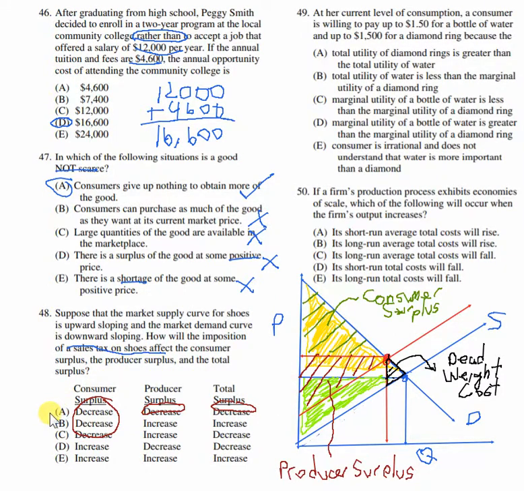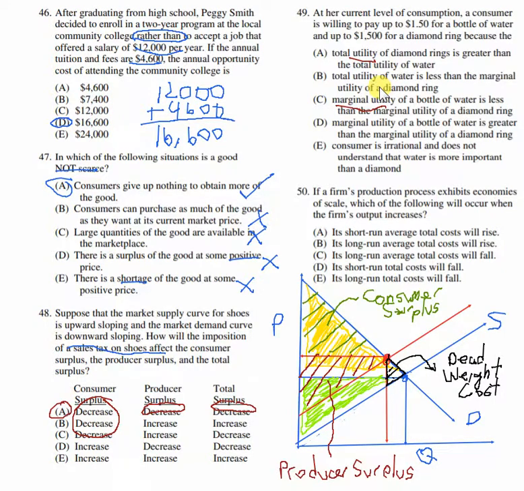Okay, let's go to number 49. At the current level of consumption, a consumer is willing to pay up to $1.50 for a bottle of water and up to $1,500 for a diamond ring because... I see total utility, I see marginal utility, and it's important just before we start to understand that when we see something that says utility, normally you're thinking of usefulness. But in economics, the word utility means your total satisfaction from consuming a product.